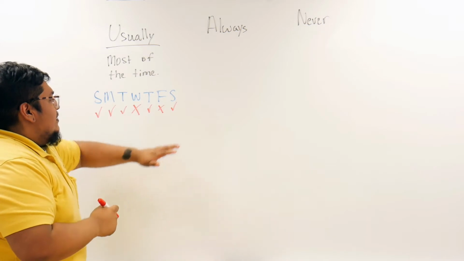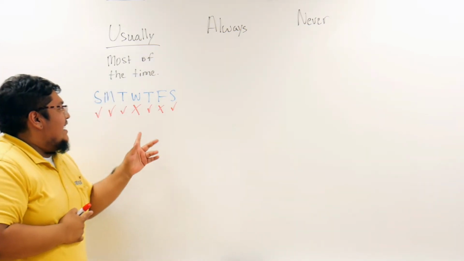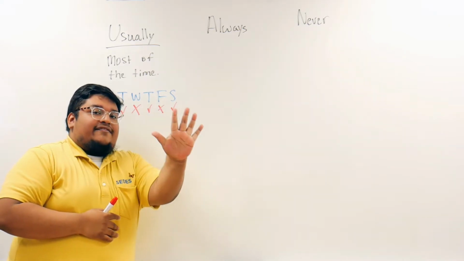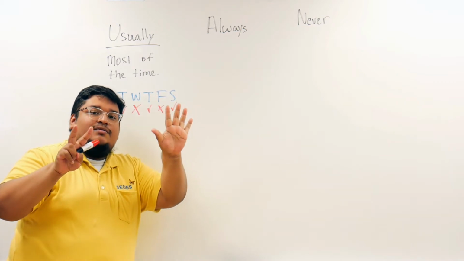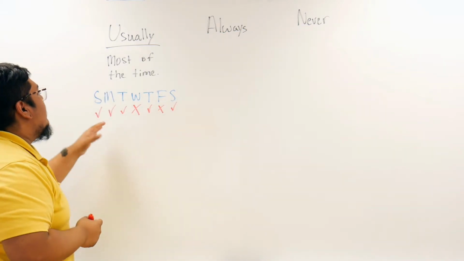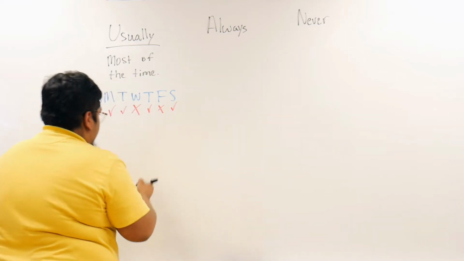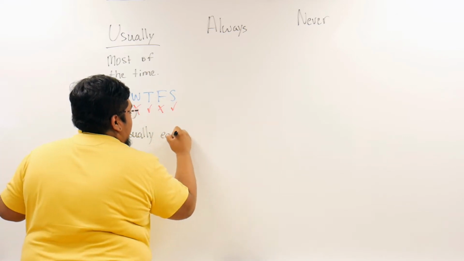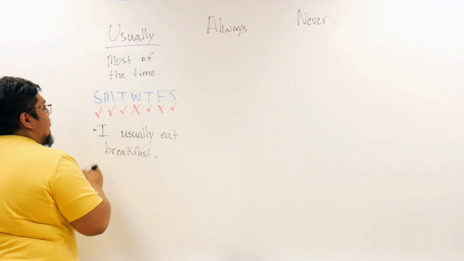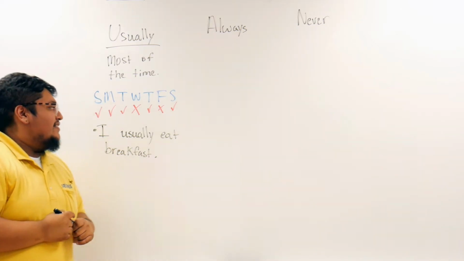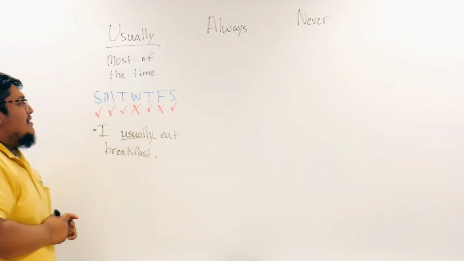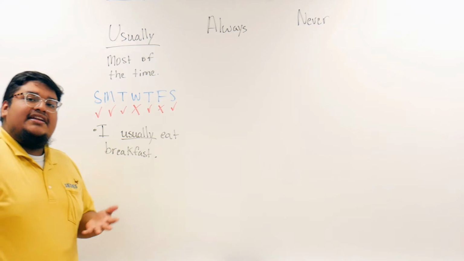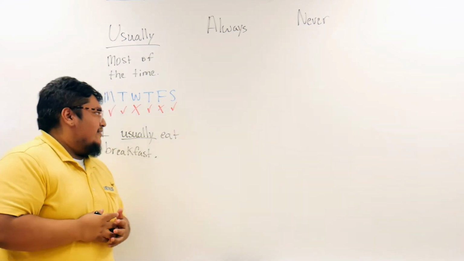So there are 7 days in a week, right? Out of 7 days, we forgot to eat on Wednesday and Friday. So we ate 5 days, right? If there's 7 days and we only ate 5 days, that's not 100%. So I can say, I usually eat breakfast. Okay? Usually, because it means not 100% of the time, but most of the time. Look at that. 5 days out of 7, that's not that bad. So most of the time, I eat breakfast.